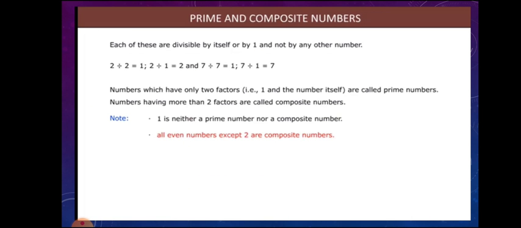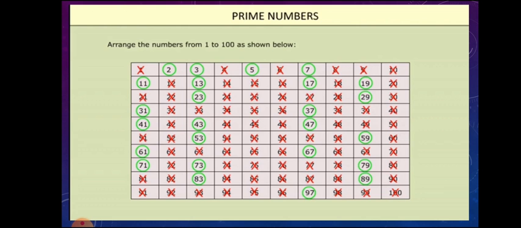Notice 1 is neither a prime number nor a composite number. Okay. All even numbers except 2 are composite numbers. These are the notes. So next is prime numbers.